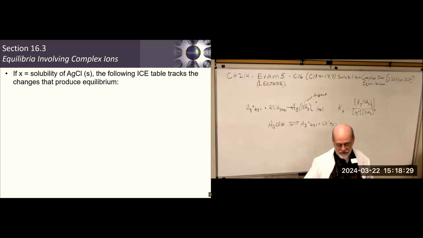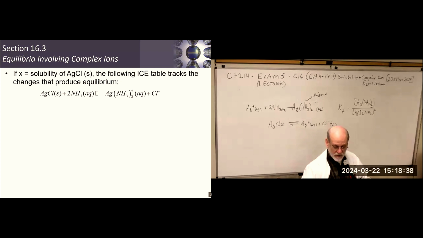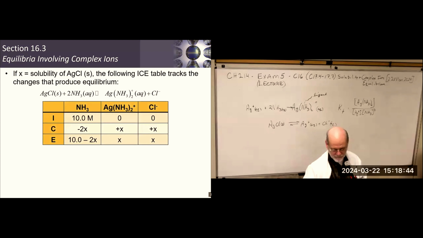Okay, so let's say we want to solubilize silver chloride, and we say X is the solubility of silver chloride, and set up the ice table based upon this reaction where we're forming the complex ion. Okay? So if X is the solubility, right?